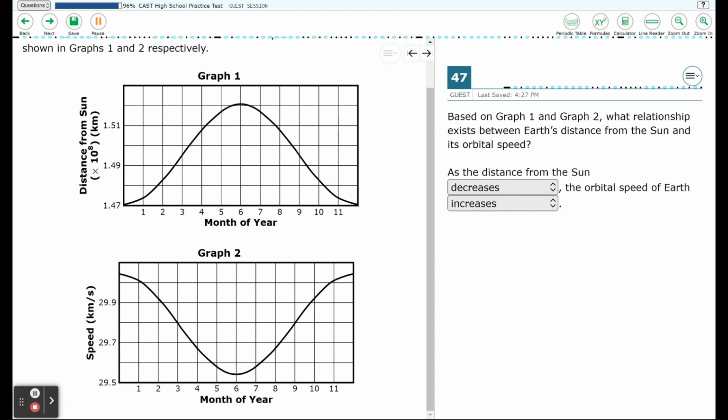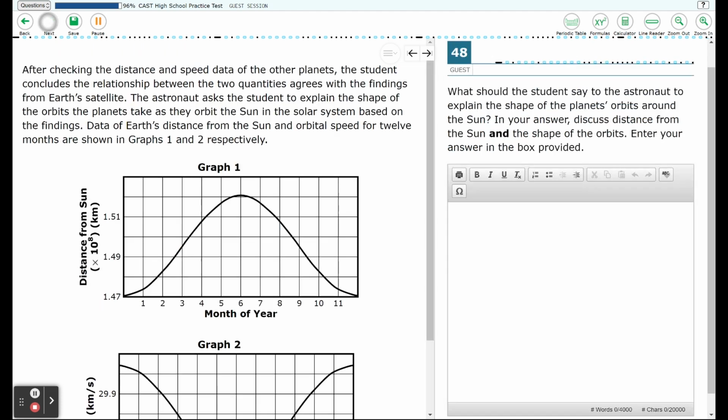By the way, this relationship was first noticed by Johannes Kepler, and he made it one of his laws, that as the distance from the sun changes, the orbital speed changes in the opposite direction in inverse proportionality. Let's move on to question number 48.